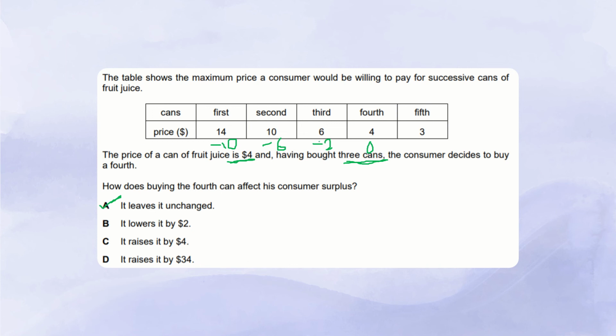All right, so let's move on to the next question.